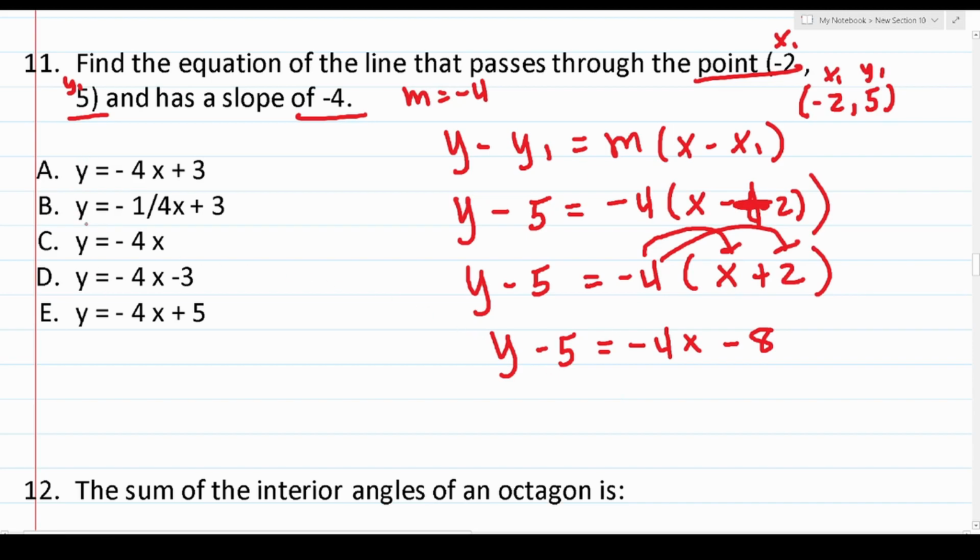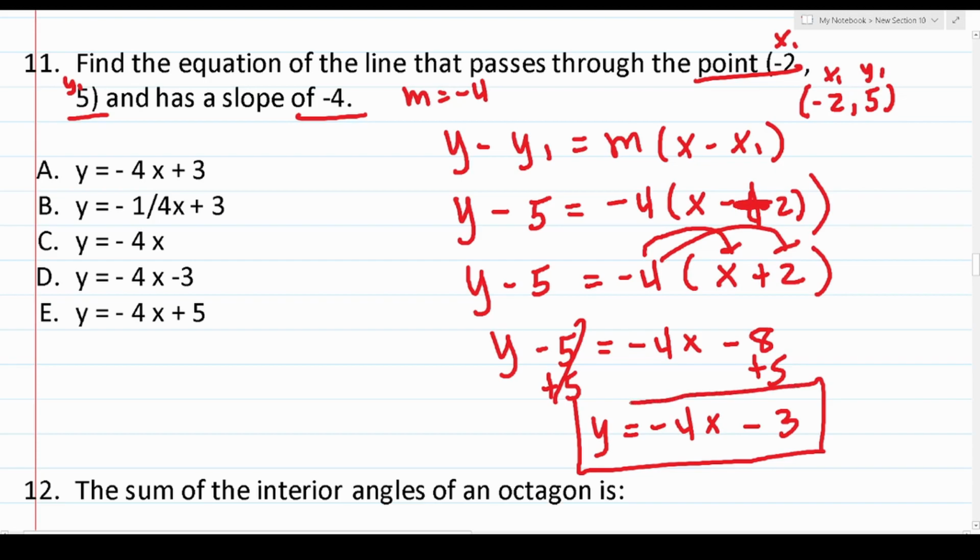Again, we want to get y, as we can see in our answer choices, by itself. So we're just going to add 5 to both sides. To do that, this crosses out over here, leaving you with just y on this side, minus 4x. -8 plus 5 is -3. So our equation of the line is y equals -4x minus 3, which is D in this case. Okay? You will see a question like this on the ASVAB, guaranteed. So make sure to know how to write the equation of a line if you're given 3 different things.